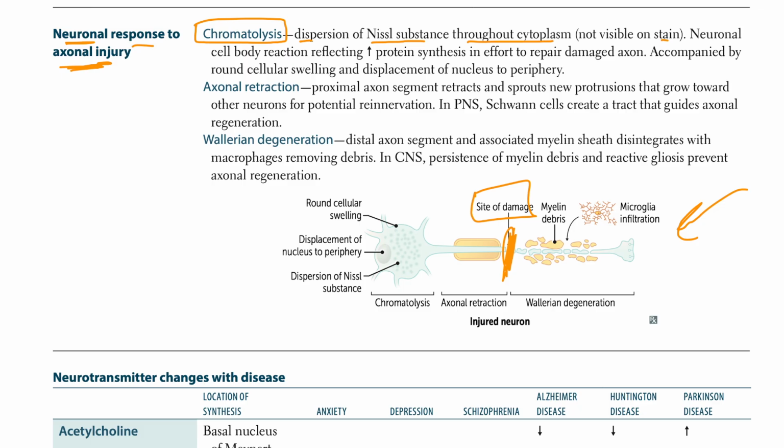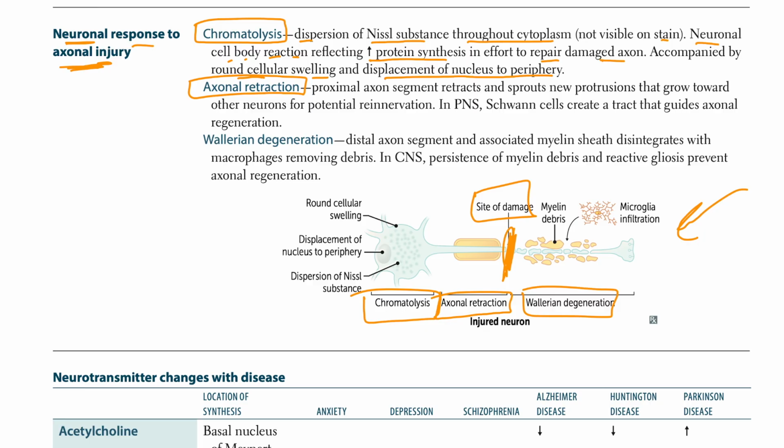I'm going to read this and then explain every single thing. Neuronal cell body reaction reflecting increased protein synthesis in effort to repair the damaged axon, accompanied by round cellular swelling and displacement of the nucleus to the periphery. The next thing is the axonal retraction. So chromatolysis is right here, and then you have this axonal retraction, and then you have this Wallerian degeneration.